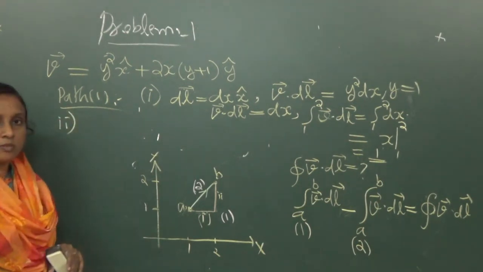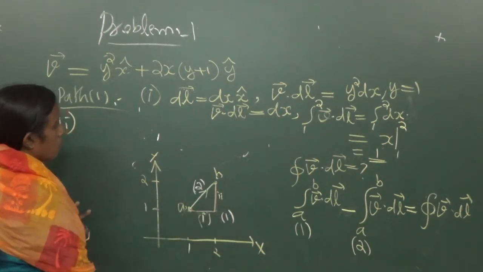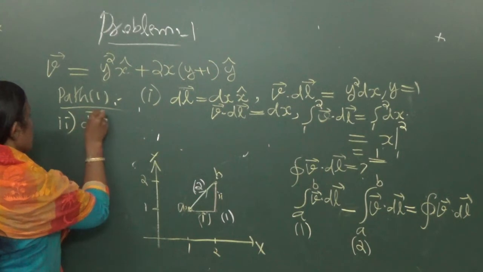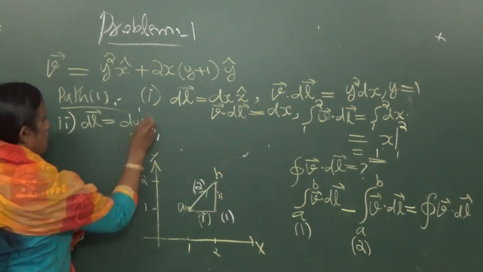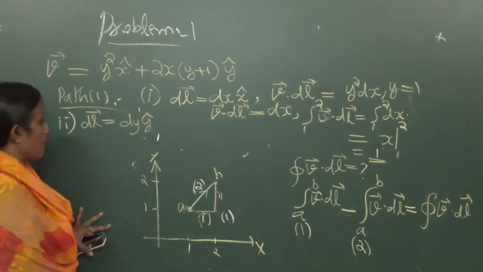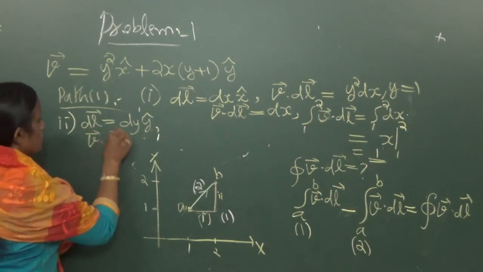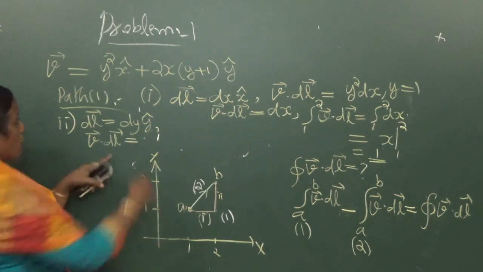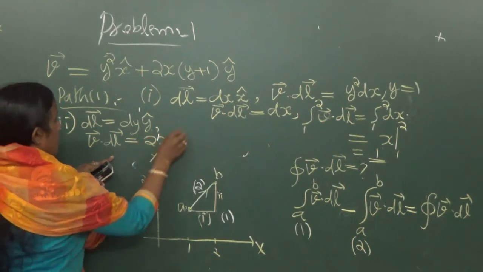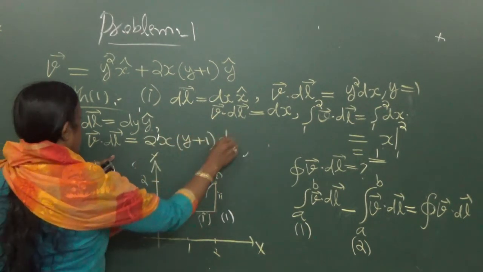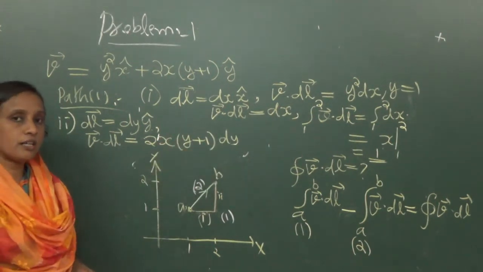Along this direction, what is dl? dl is along this direction, so dy y cap, right? dy y cap. So v dot dl: you have only y cap components, so you get (2x y plus 1) dy.